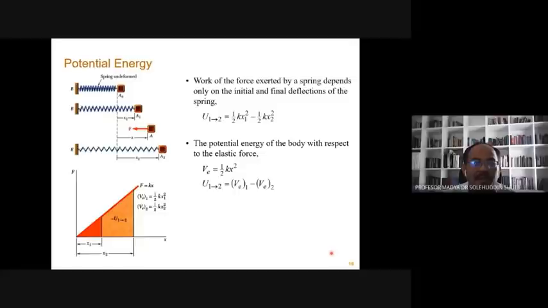Another statement over here: we have the potential energy of the body with respect to the elastic force. We have Ve, where e stands for elastic, equal to half kx squared. When we want to relate this with work done from 1 to 2, we have the potential energy of body 1 minus the potential energy of body 2. We did this in our last class.